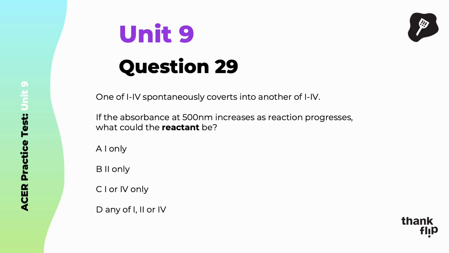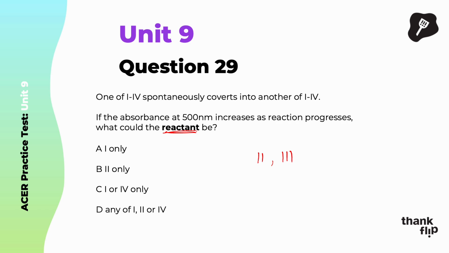So this question is asking us about a reaction. It says one of the 4 compounds spontaneously converts into another one of those 4 compounds. And if the absorbance at 500 nanometers increases as the reaction goes forward, then what would the reactant be? And that's very important to note, that it's asking us about the reactant. So basically, the two compounds that have a peak at 500 are compound 2 and compound 3.